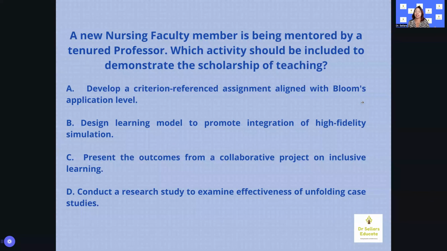All right, so here we go. We have a new nursing faculty member who is being mentored by a tenured professor. Which activities should be included to demonstrate the scholarship of teaching? We have 4 options here.